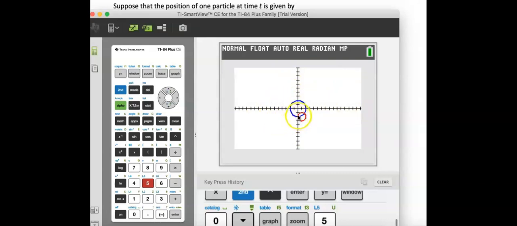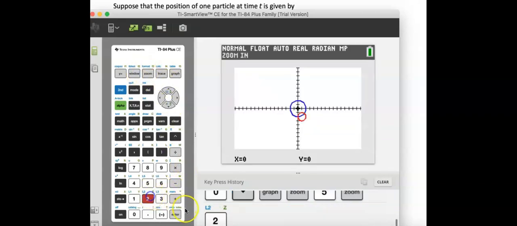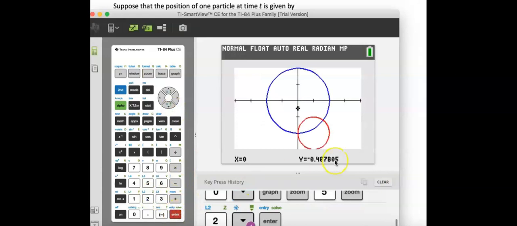And our intersection points are just, let's see if we can zoom in a little bit. All right. Our intersection points are going to be here and here. That is just where these two curves cross each other. Now that doesn't take the time into consideration.